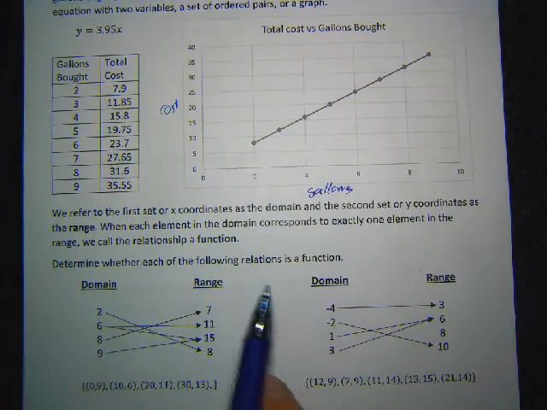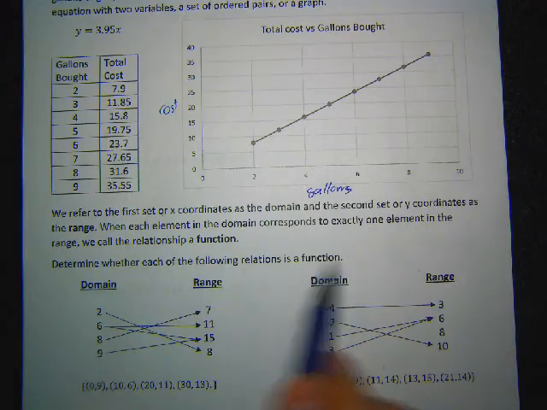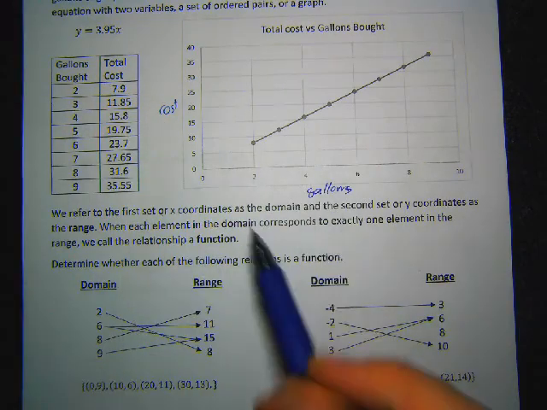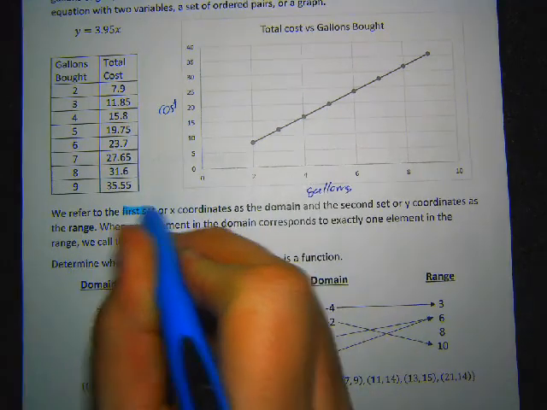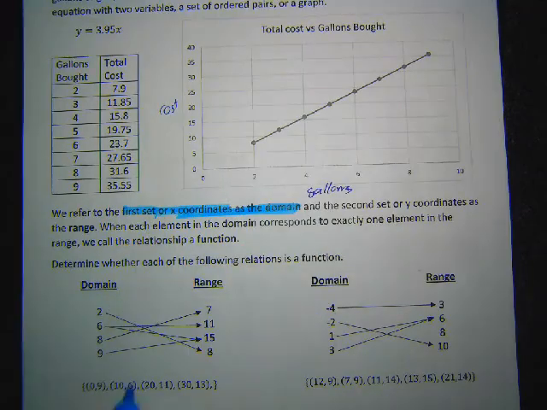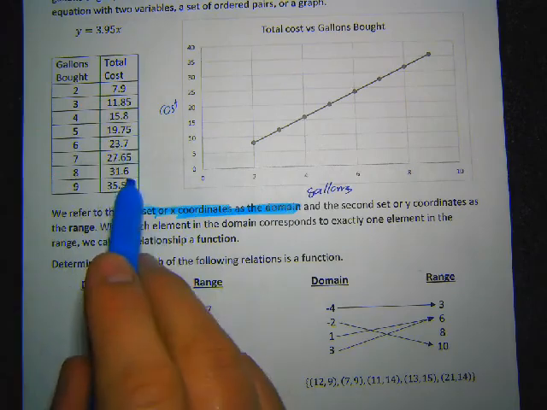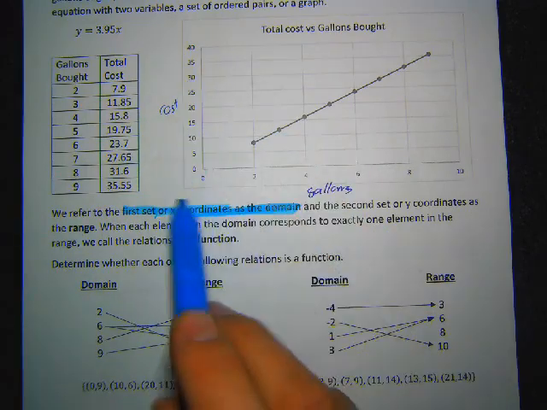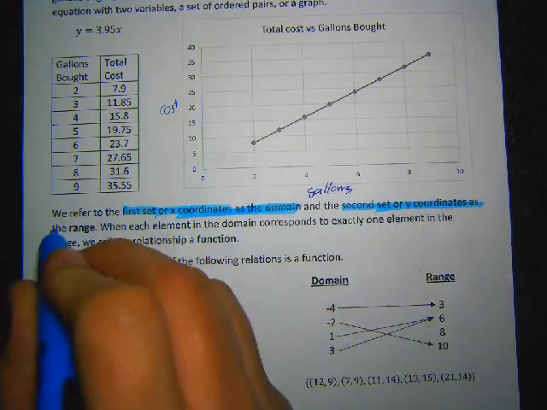When we're working with functions, we refer to the first set, so like the bottom numbers here, the numbers you plug in for x, as the domain. So the domain is going to be the first set, your starting set, or your x-coordinates. The second set, the results, the numbers you get out, the cost in this one, the vertical here, those are going to be your y-coordinates. Those are going to be called the range.